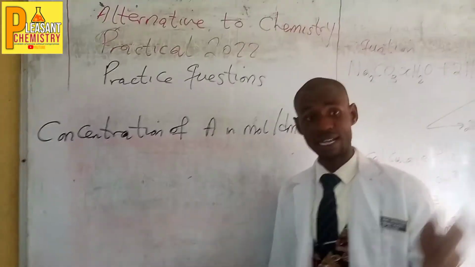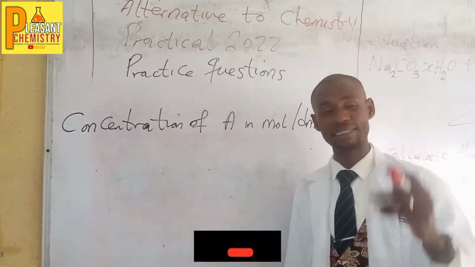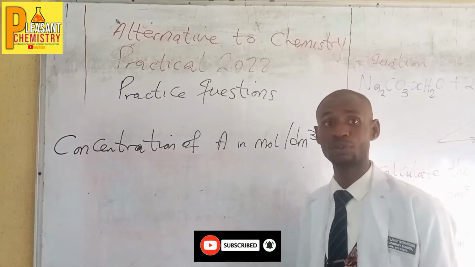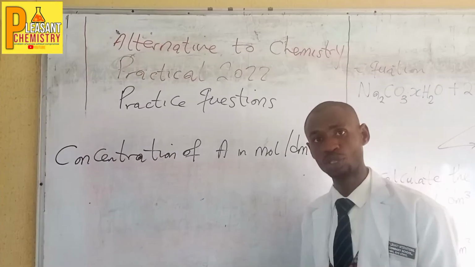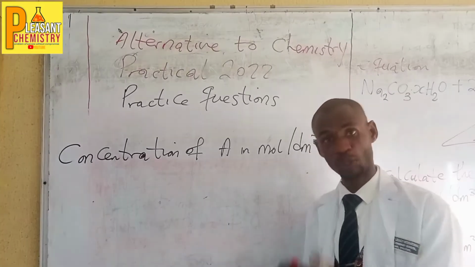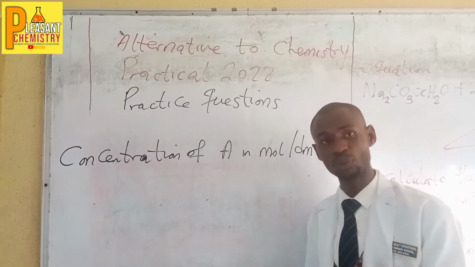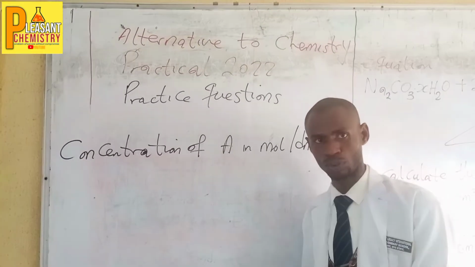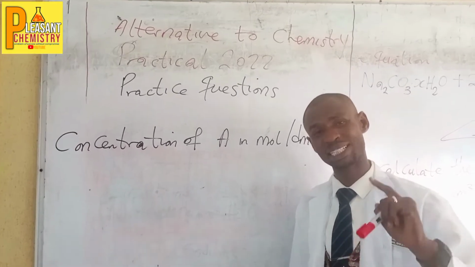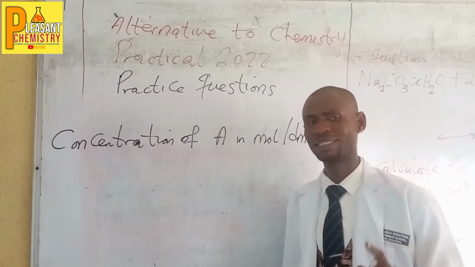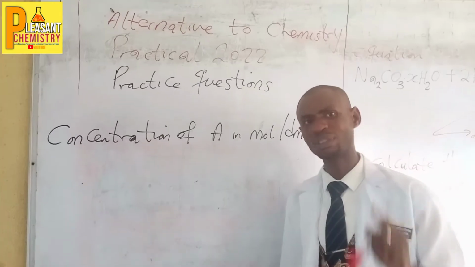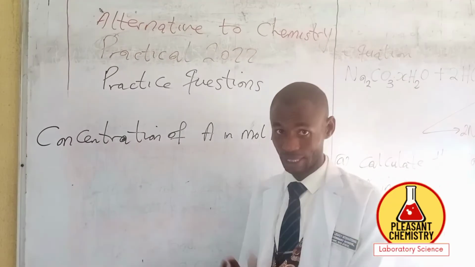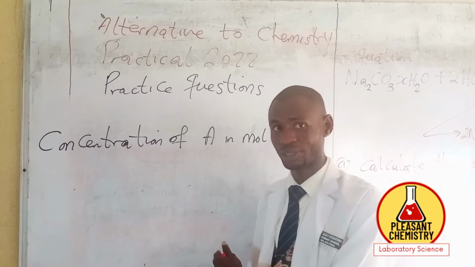Like I said, one of the hidden facts in alternative practical is that it's possible you are not given the table, but from the question you will know the titre value. It's possible that there is no table in the question, but if you read the question very well, the titre value for the acid must have been given. So one of the hidden facts is to make sure you read the question carefully to determine the titre value of the acid, provided that the table is not in that question.